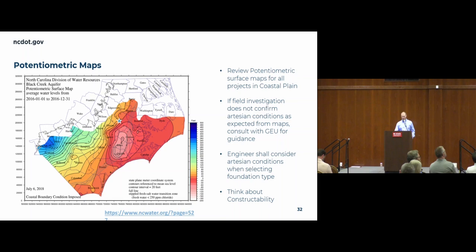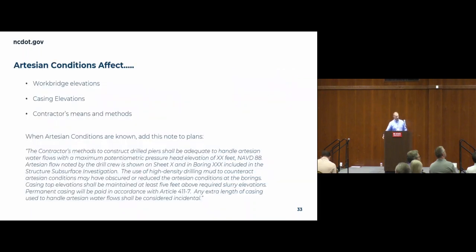And again, thinking about constructability through that. Some of the things that the artesian conditions can affect: work bridge elevations, right? They would have designed their work bridge higher had they known artesian conditions existed. Casing elevations, how much casing they need to bring, because that's a cost. Their means and methods. Those are all things that go into the impacts from that artesian.